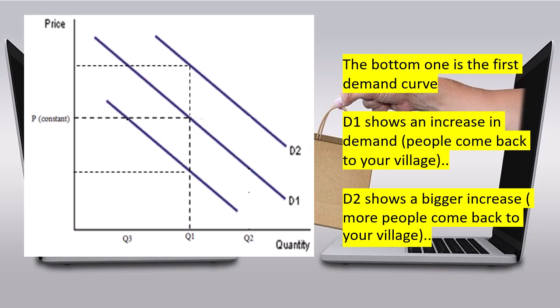So here we have a graph, there are 3 lines on it. The bottom one is the starting demand curve. D1, which is the middle one, shows an increase in demand. People come back to your village. D2 shows a bigger increase. More people come back to your village. So it's moving upwards and to the right as there's more and more demand.